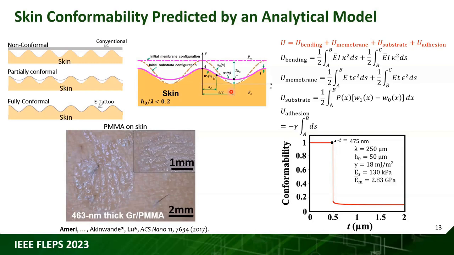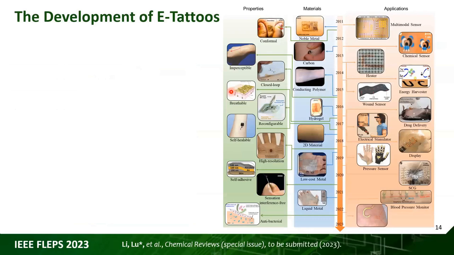Well, given those basic understandings of e-tattoos, I would like to give you an overview of where we are today. Starting in 2011, we published the first epidermal electronics, or e-tattoo. After 12 years, the whole community, probably thousands of researchers, has achieved a lot of new materials, new properties, and new applications.